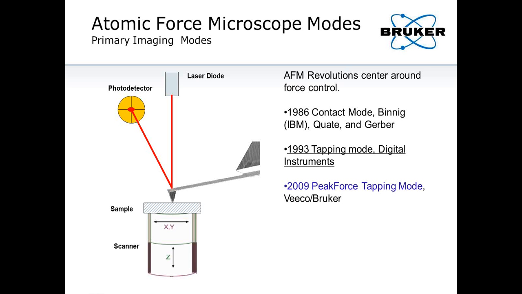So how does atomic force microscopy work? The concept is fairly simple. You slide a probe across the surface to get the topography. It's simple like this.